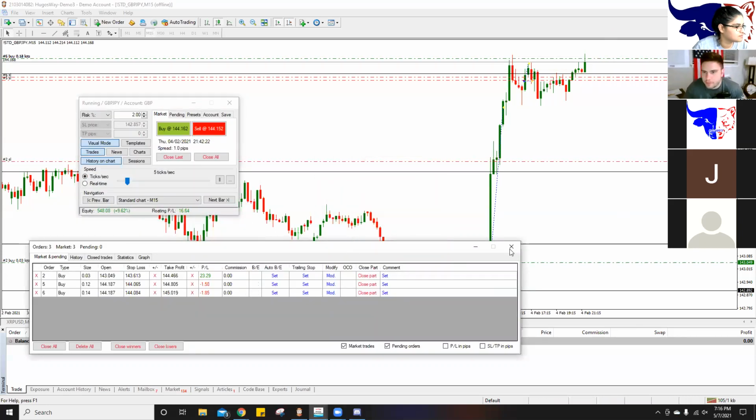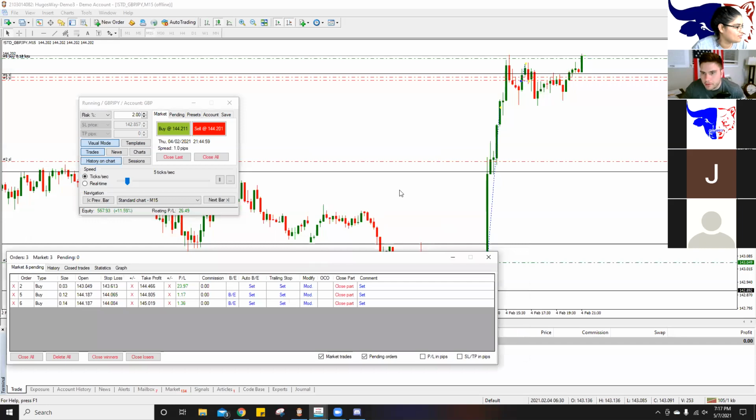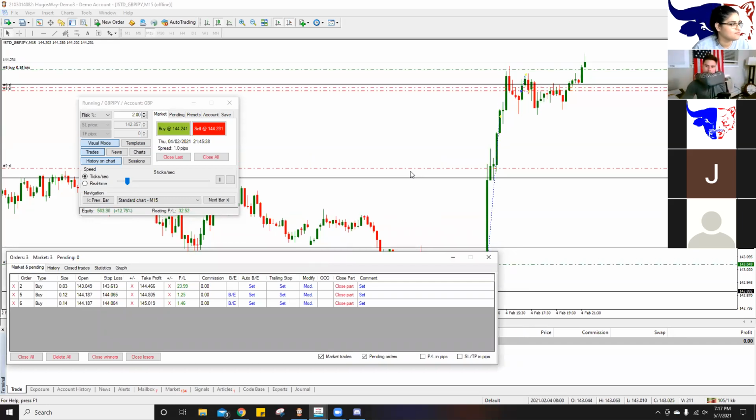This is a perfect break and retest right here. Very weak bearish candle right there. There we go, exiting the area. Ton of volume.